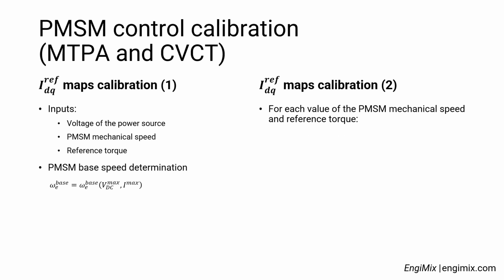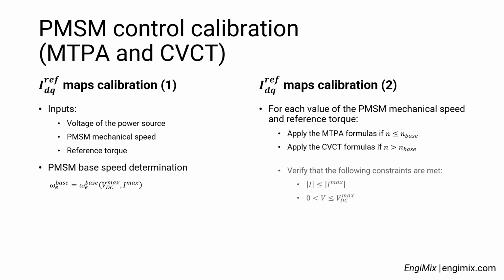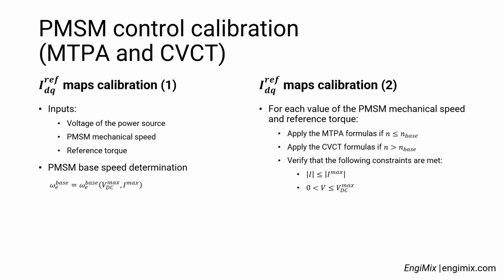Then, we can iterate each value of the speed and of the reference torque in order to determine the reference ID and IQ currents through the equation seen before. In particular, if the speed is lower than the base speed, we can use the MTPA equation, while if it is higher than that we can use the CVCT equations. In all the cases, it is necessary to saturate the currents so that the current magnitude and the voltage magnitude are within the limits given by Imax and VDC max.